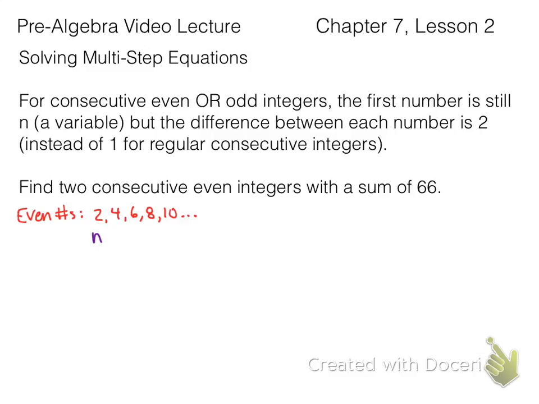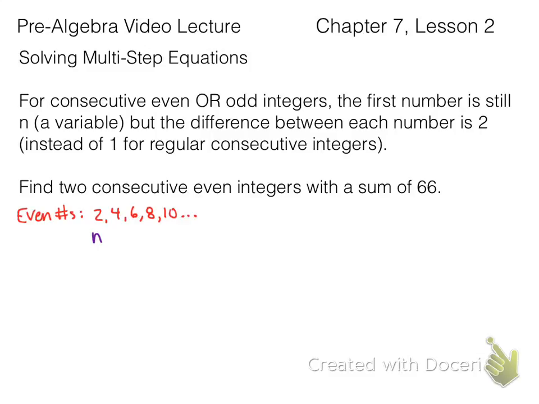so for consecutive even or odd numbers, the first number is still a variable, n, but the difference between each number is 2 instead of 1 for regular consecutive integers. So remember in the last one, we were moving up by ones, but the thing is that evens and odds have a difference of 2 between them. Even and odd numbers have a difference of 2, and we'll talk about that right now.